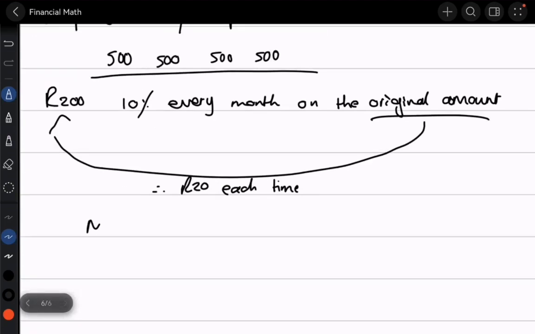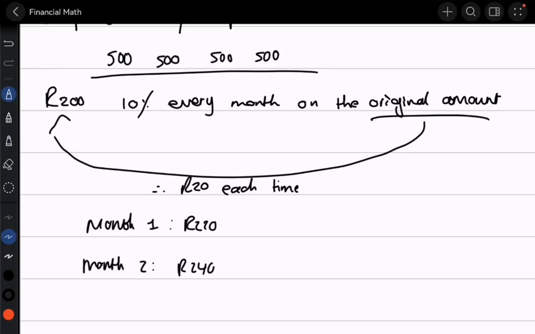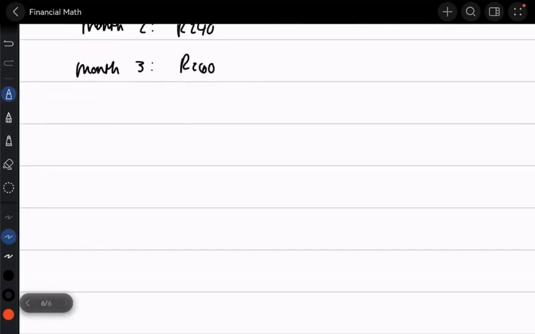Meaning month 1, you will get 220 after the interest. Month 2, you'll get 240. Month 3, you'll be sitting on 260, and this increases every time. That's an example of simple interest. So let's look at the formula when it comes to our simple interest.